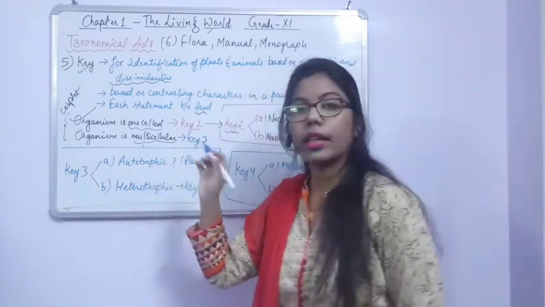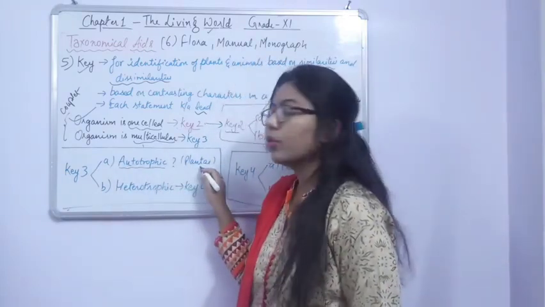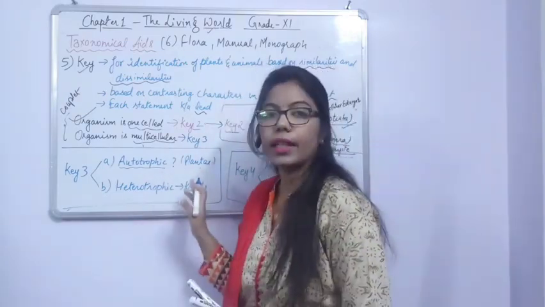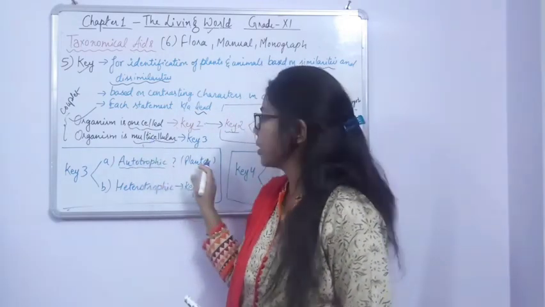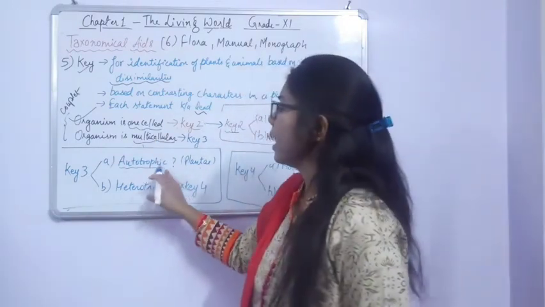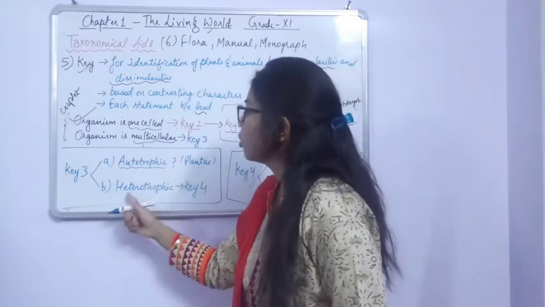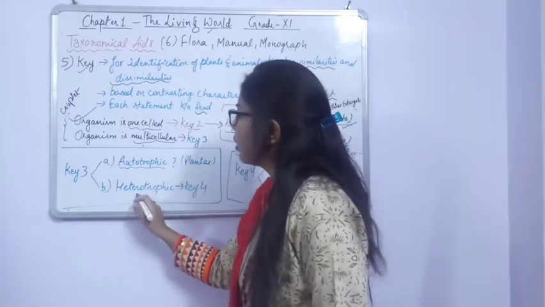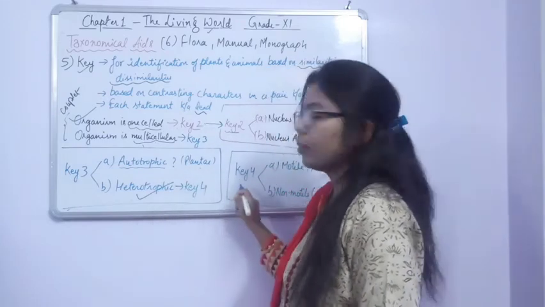So if you get an idea about the sample that it is autotrophic, what will you say? The answer is Plantae, or the plants. All the Plantae kingdom, or the plants, will come under autotrophic and multicellular, because these are the characteristics of plants. In case you find that this multicellular organism is not autotrophic, you will go for the heterotrophic lead. When you choose heterotrophic, it will tell you to go to key number 4.